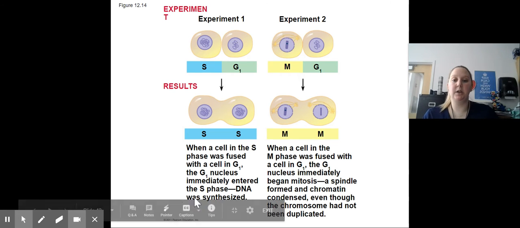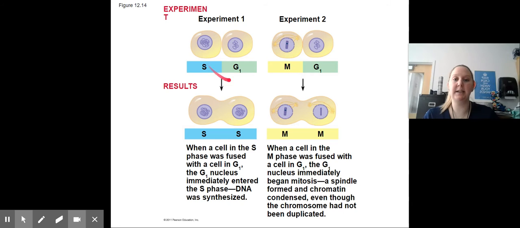So when we took a cell in S phase, or synthesis, which is replicating its DNA, and a cell in G1, and merged them together, we found that the cell in G1 jumped right into synthesis. But when we took a cell that had already replicated its DNA and was beginning mitosis, and a cell in G1, we found that the G1 cell jumped right into mitosis despite the fact that its DNA had not been replicated yet.